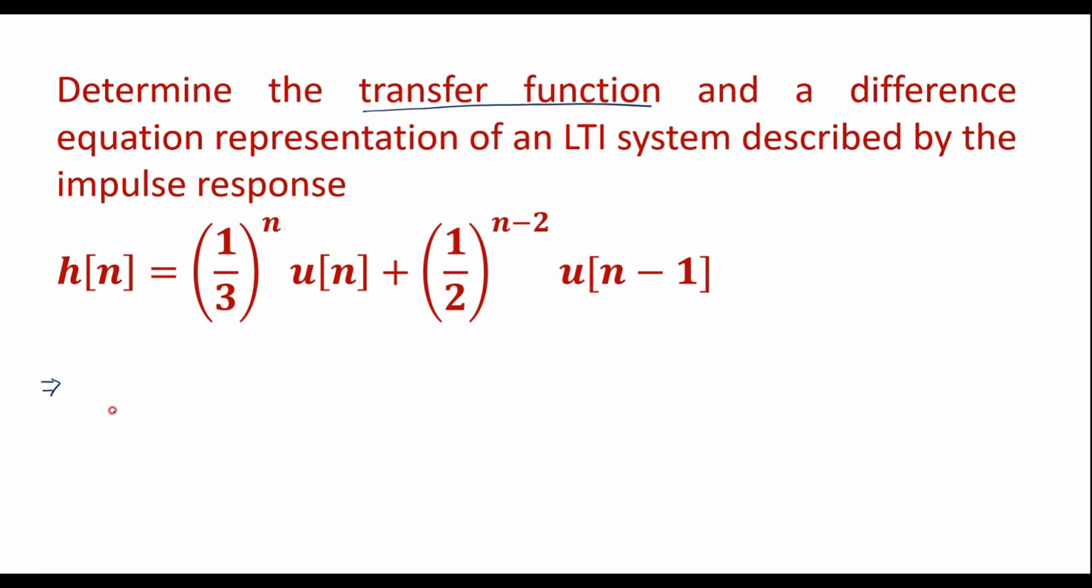So here the transfer function means H of z. H of z is obtained by taking the z transform of the given impulse response signal, that is h of n. For easy simplification, I will consider the first part as h1 of n and the second part as h2 of n. Let's calculate the z transform of h1 of n and h2 of n. By adding those two, we'll get the z transform of h of n, that is nothing but H of z.